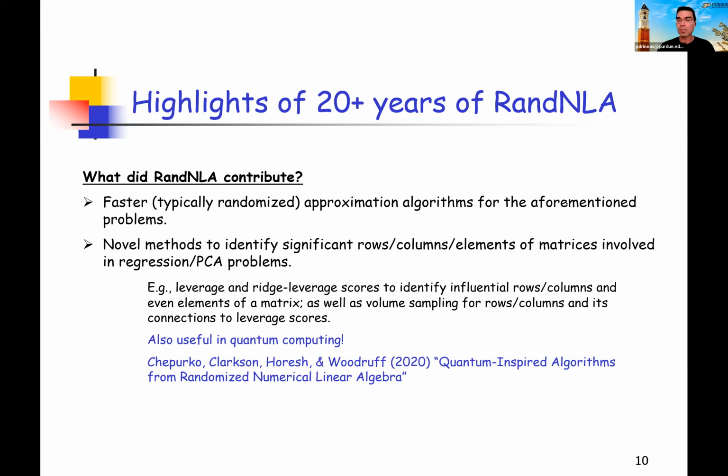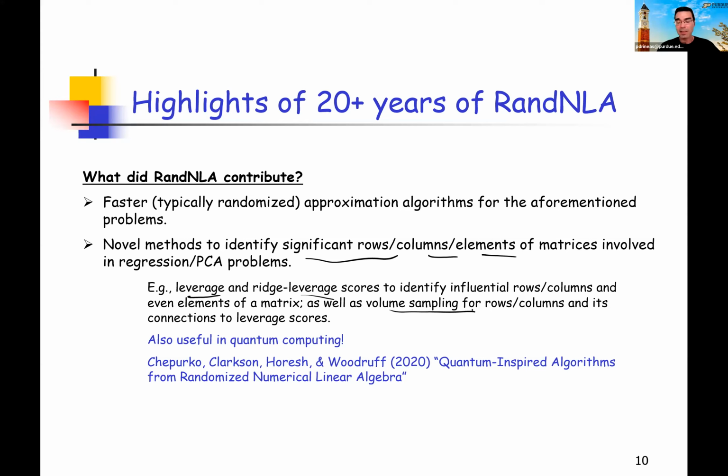And it also contributed, I should say, novel methods. I'm not going to talk too much about this, to identify significant rows, columns, elements of matrices involved in regression and principal components analysis. So in some sense, identify the pieces of the matrix that are most influential. And this is where leverage, ridge leverage scores, Lewis weights come into play. There is also a notion of volume sampling, if you've seen it.